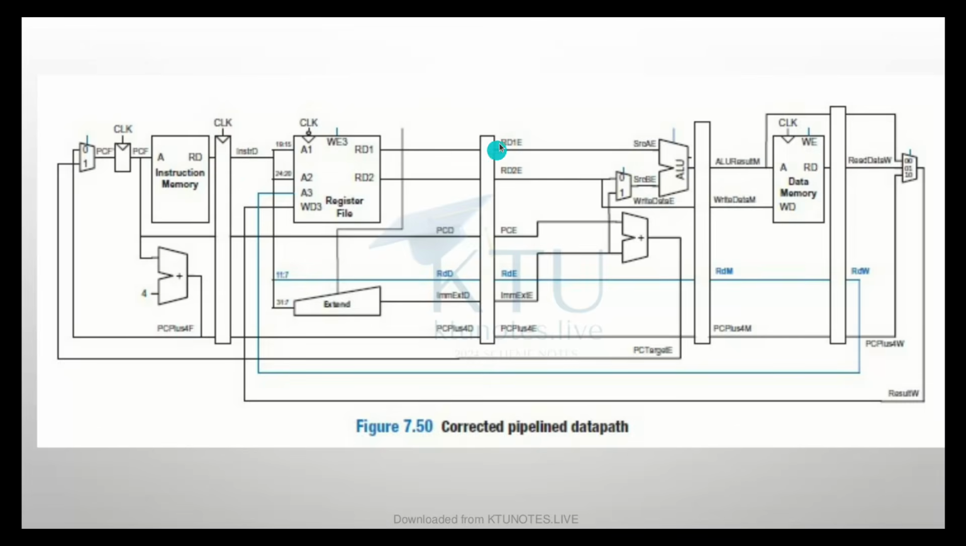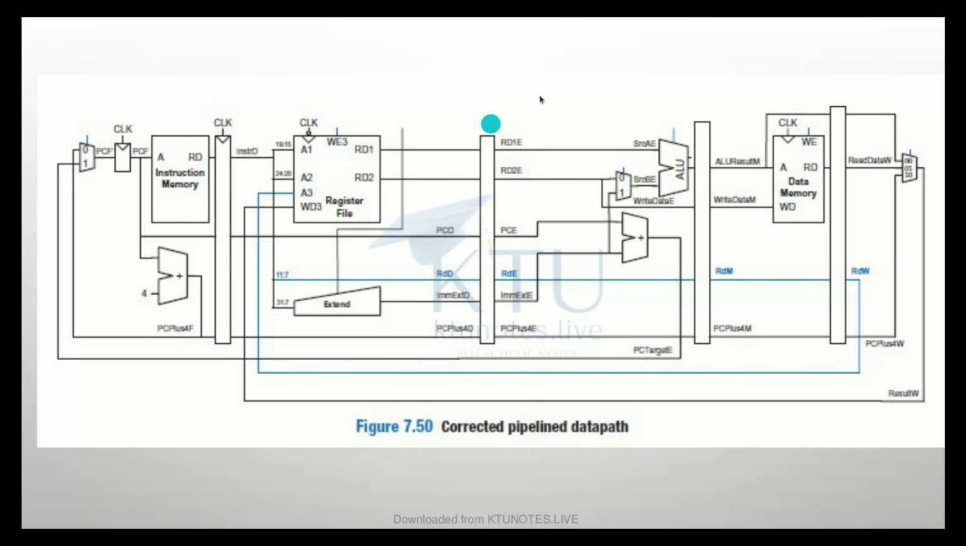Now in this pipeline register, the values of RD1 and RD2 are stored, and also RD in the decoding stage. RD is also stored here. Now I told you, in the executing stage, the immediate extend is also coming here, and that immediate extend value is also stored here. These are the things which happen in the decoding stage.